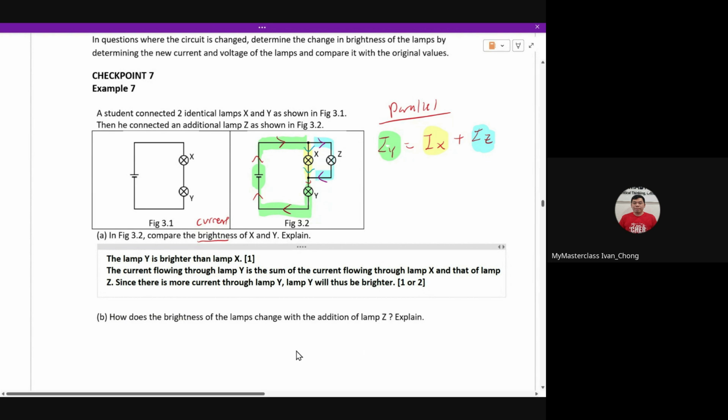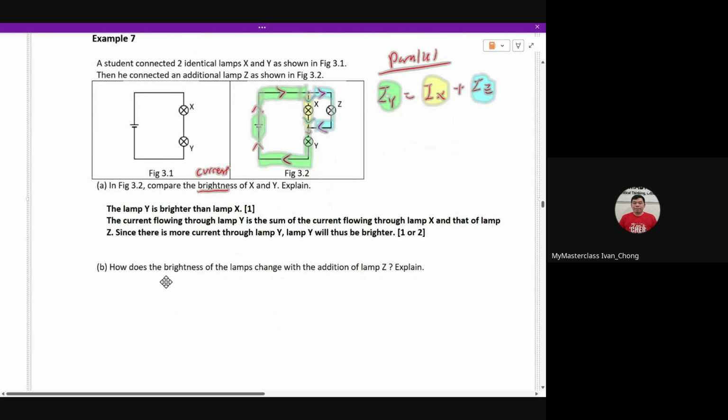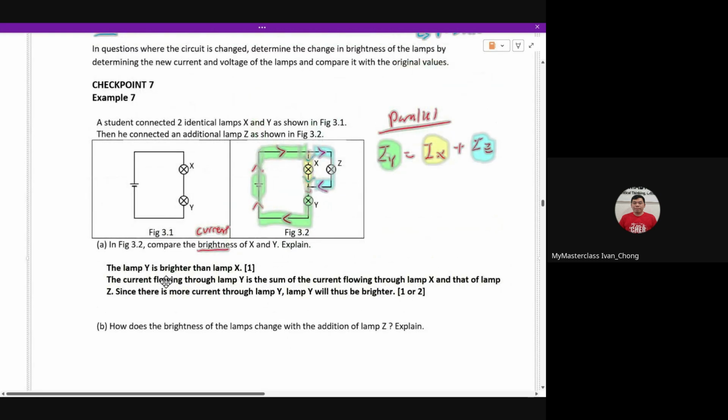Okay. So now, how does the brightness of the lamp change? This is actually comparing 3.1 and 3.2. So the first thing you want to ask yourself is, what happened in 3.1? In 3.1, you can see that this is actually a series circuit. So what does that mean? The current here, IX, is IY. They are exactly the same. This is your total I. This is your total current flowing through both of them.